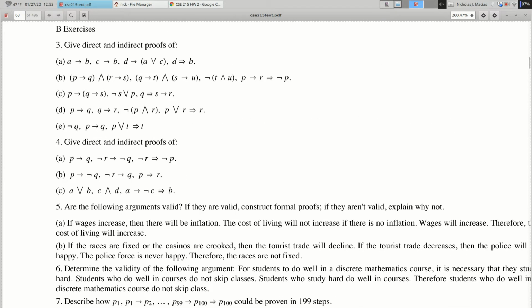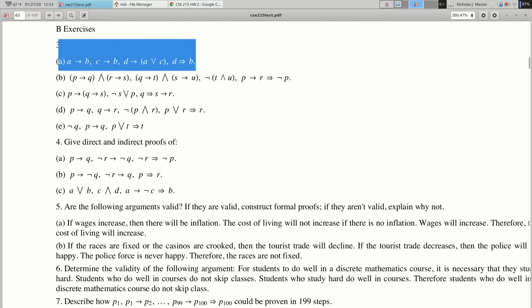So when you see something like this, everything to the left of the double arrow is a hypothesis. The thing on the right of the double arrow is the conclusion. So this first exercise is saying, given if A then B, if C then B, if D then A or C, and D, prove B. Okay, so you have 4 hypotheses here, and you're trying to prove that B is true.